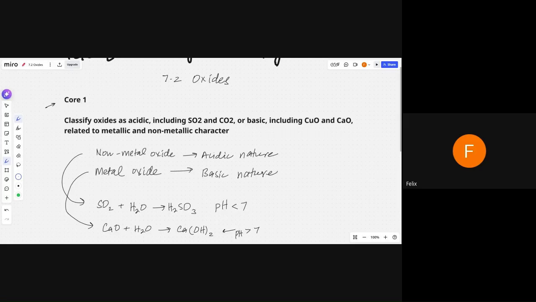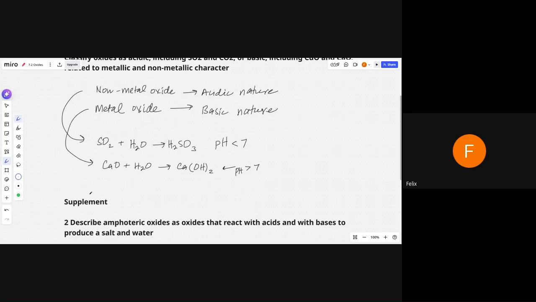I hope this is clear. Sulfur and carbon are non-metals, and that's why they are acidic oxides. And copper and calcium are metals, and they are basic oxides. This is all that you need to know in this one. The rest of the topics are for supplement, for the extended syllabus.